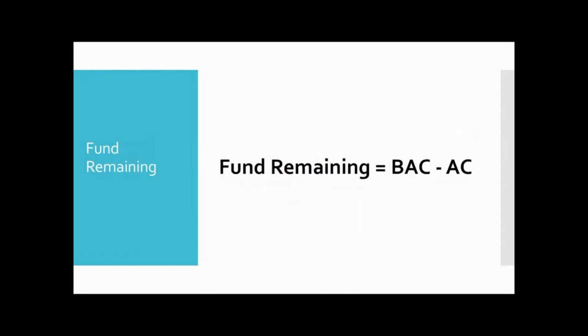Okay, next, fund remaining. Fund remaining is how much money is left with you. In work remaining, you had BAC minus EV. In fund remaining, you have BAC minus AC, that's the actual cost. In fund remaining, always cost comes. In work remaining, always EV comes. Remember these basic fundamentals. You can remember many formulas for the EAC, estimate at completion. So earned value comes for the work remaining and actual cost comes for the fund remaining.